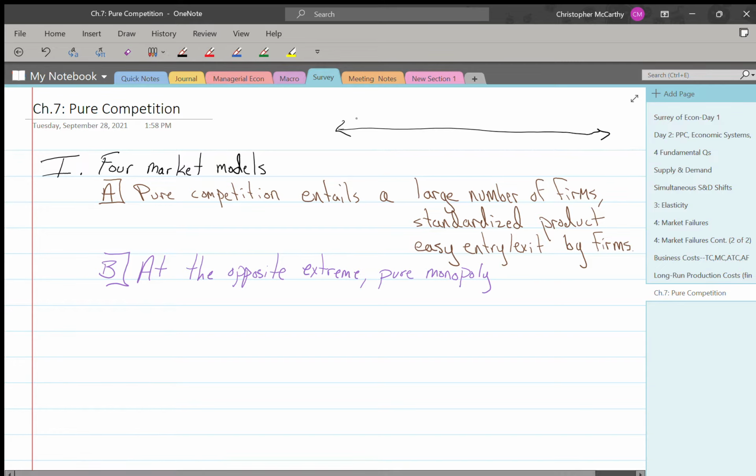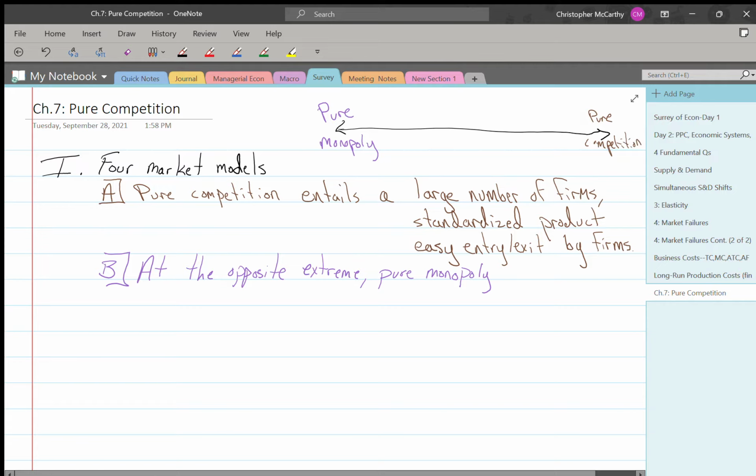So it's either pure monopoly, or, oh, I did that in the wrong colors again. My brain is backwards. Or pure competition, all the way at the other end. And then the other ones are going to lie somewhere in the middle, right?